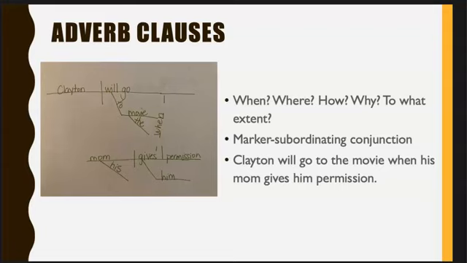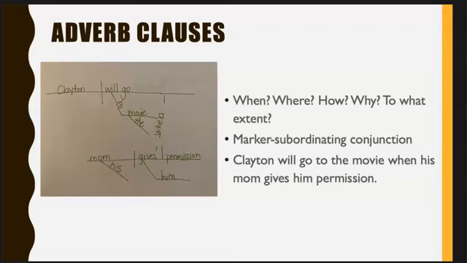So you'll see an example of a sentence with an adverbial clause. Clayton will go to the movie when his mom gives him permission. We have two subject-verb relationships. The first, Clayton will go, is the independent clause. There's no subordinate marker. Our second subject-verb relationship is mom gives. We'll see a subordinate marker there, a subordinating conjunction when. So that's our dependent clause. We have a complex sentence because we have one independent clause and one dependent clause.